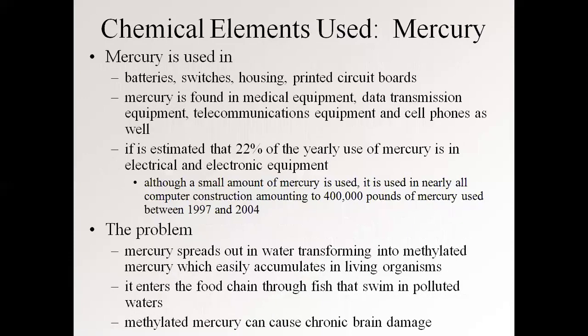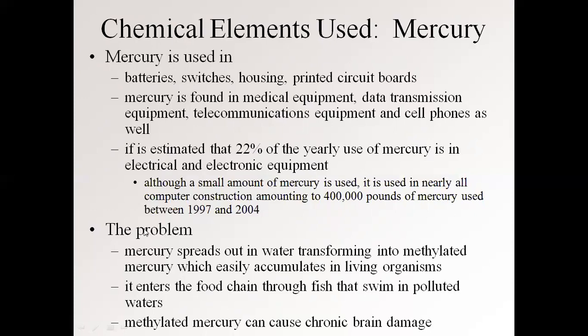Next chemical element is mercury. Mercury is used in batteries, switches, housing, and PCBs. Mercury is found in medical equipment, data transmission equipment, telecommunication equipment, and cell phones as well. It is estimated that 22% of the yearly use of mercury is in electrical and electronic equipment.